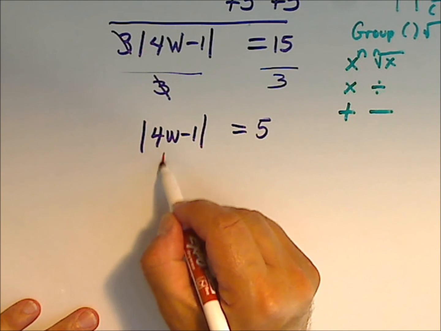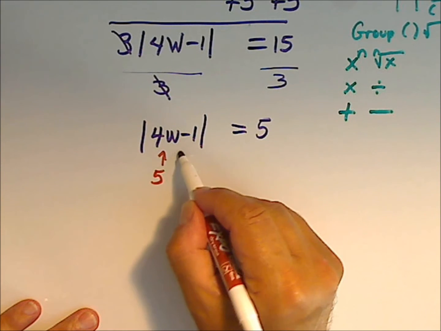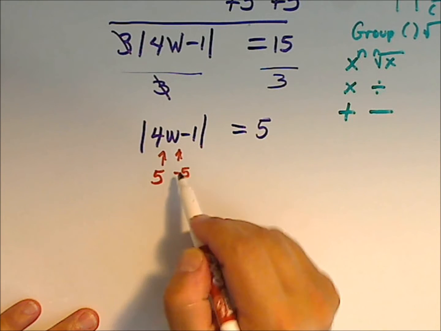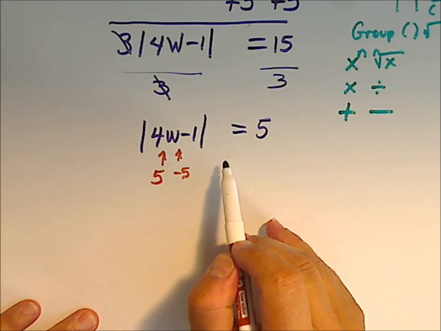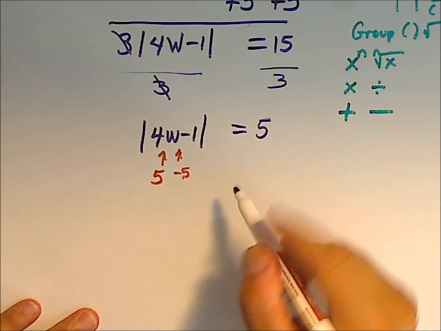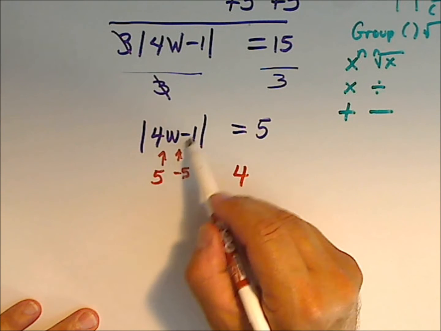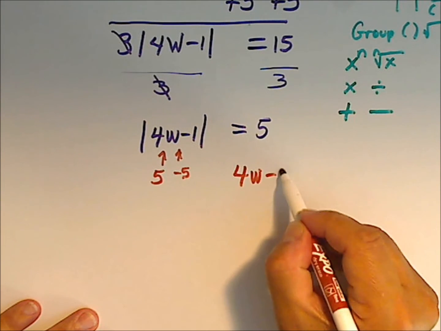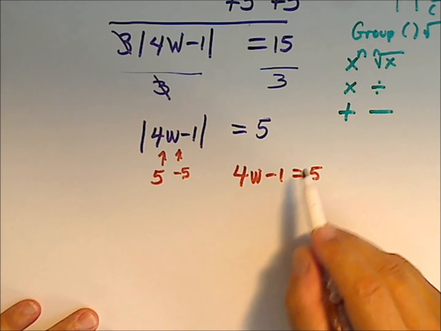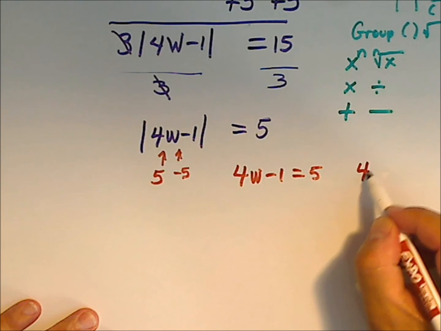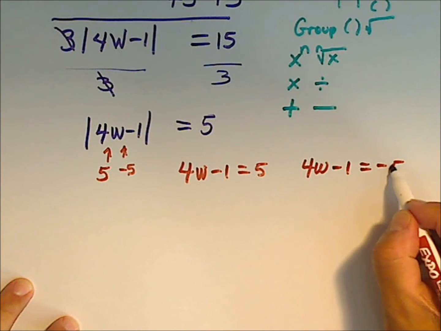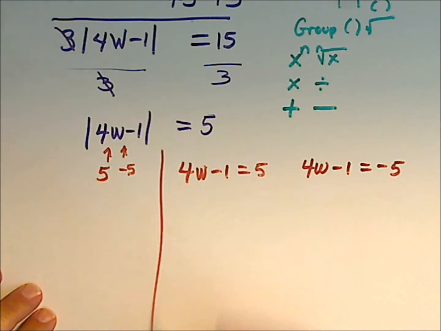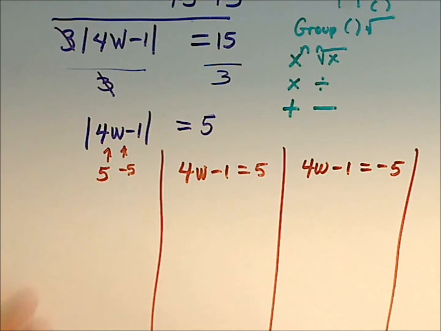You see, I don't care if inside here is a 5, and I don't care if inside here is a -5, because the absolute value of -5 is 5, and the absolute value of 5 is 5. So what I'm going to do is set this up where the stuff inside the absolute value can equal the 5, or the stuff inside here can equal the opposite, a -5. So now I start by solving both equations algebraically.